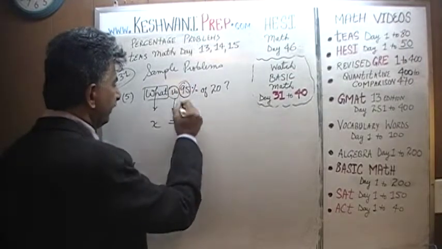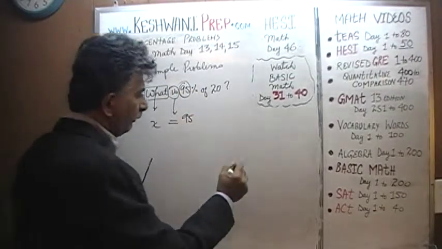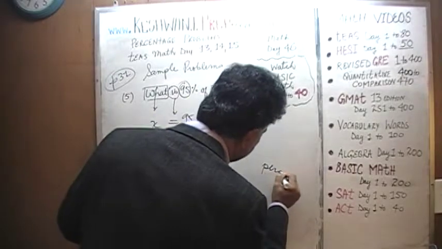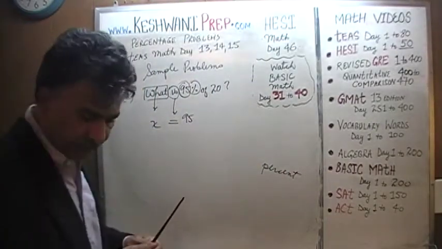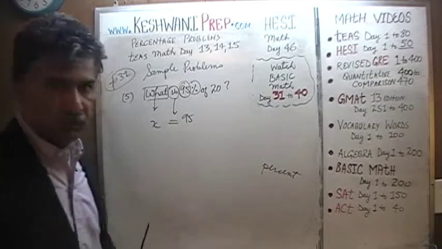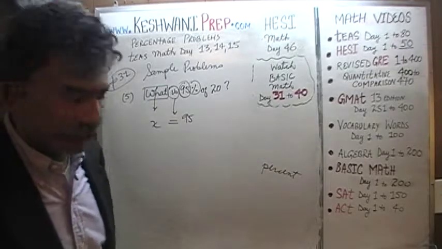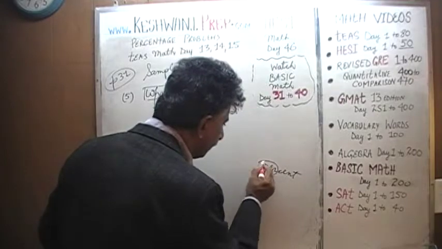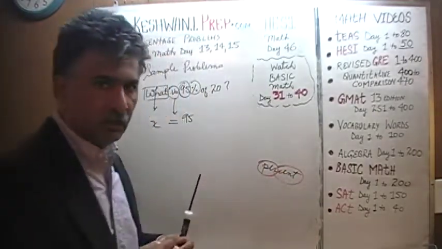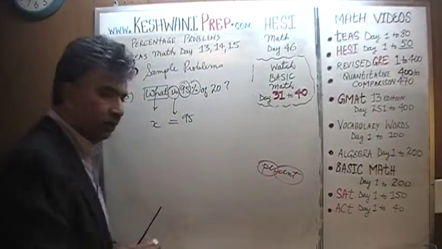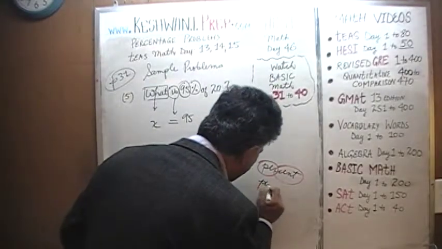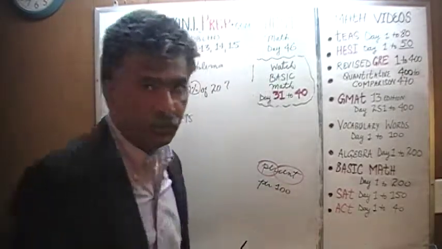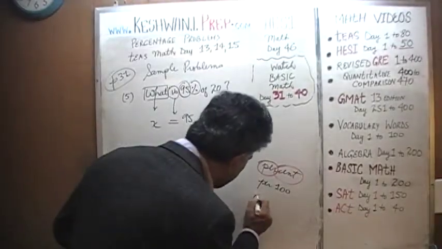95, of course, is just 95. What does the word percent mean? Percent, the next part here is percent. What does it mean? We learned it yesterday. The word percent literally means what it says. It means per 100. The word percent means per 100. Or if you like, it means out of 100.